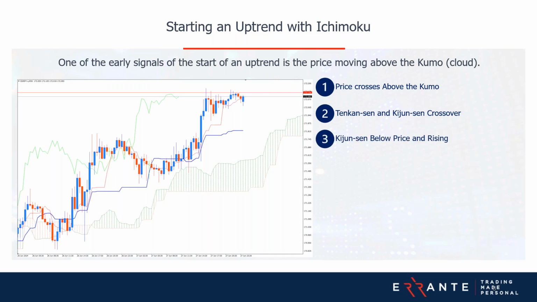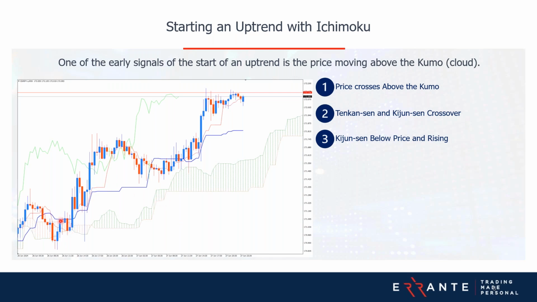The third characteristic of the beginning of a new uptrend is the Kijun-sen below price and rising, or let's say the price rising above the Kijun-sen and taking it with itself. The Kijun-sen, or baseline, acts as a support level when it's below the price and rising. A rising Kijun-sen indicates that the overall trend is upward, and it provides a support level below the price, making it a safer point for entering long positions.